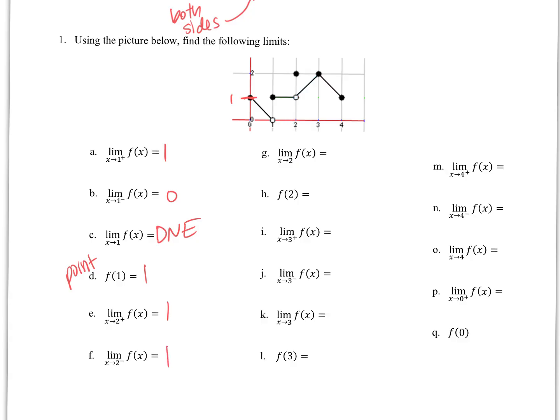A limit is not what happens at the point, it's what happens as we approach that point. What about the limit as x approaches 2? Both sides, 1 again. We've had a lot of 1s here. And then look, what is f of 2? When x is 2, that point is also 2.